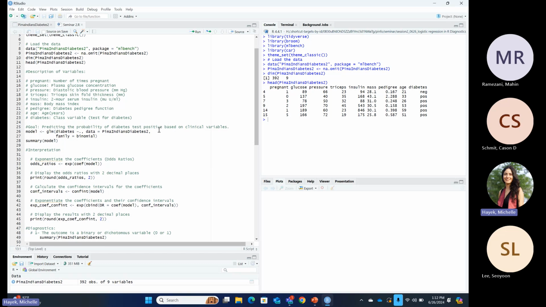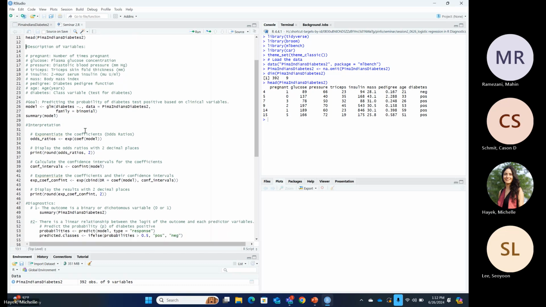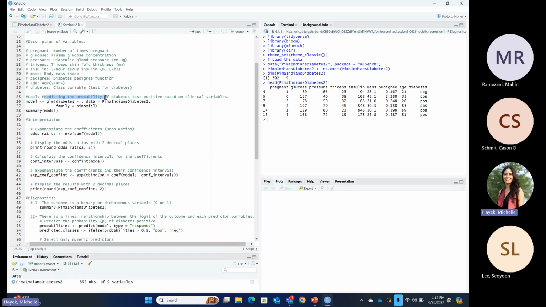So the main outcome in this example is to determine whether a patient has diabetes, yes or no. So the goal is to predict the probability of diabetes test positive based on the clinical variables.